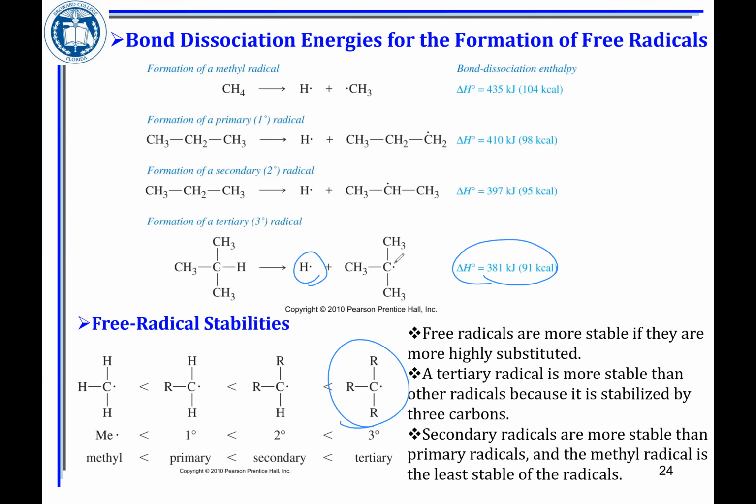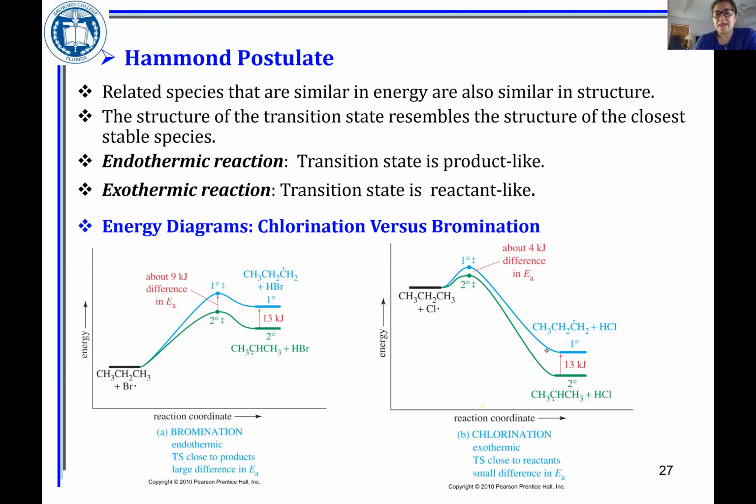Okay. So the energy diagram, we have two energy diagrams. We are dealing with bromination versus chlorination. Bromination is an endothermic reaction. That means the delta H value is positive, so delta H is greater than 0. Chlorination is exothermic. These are some observations.